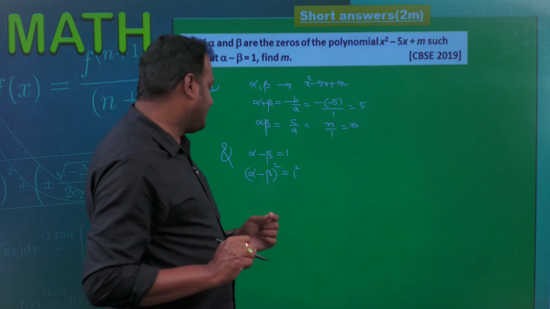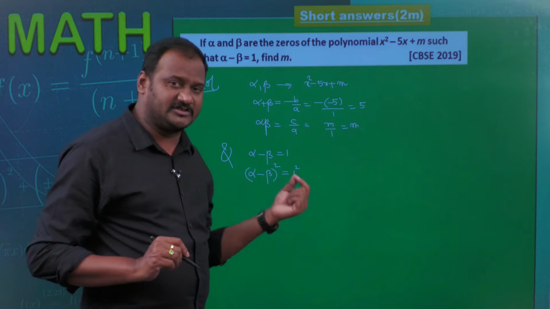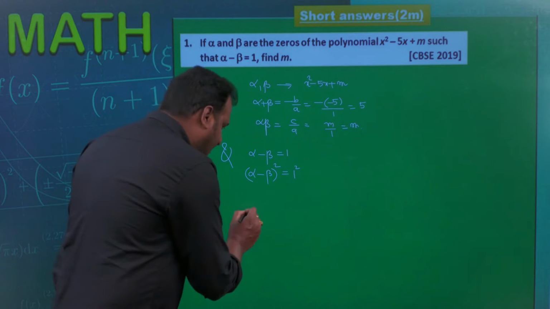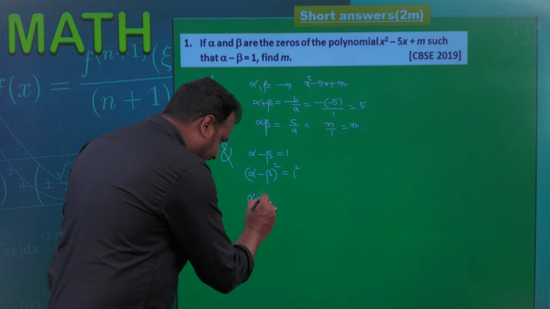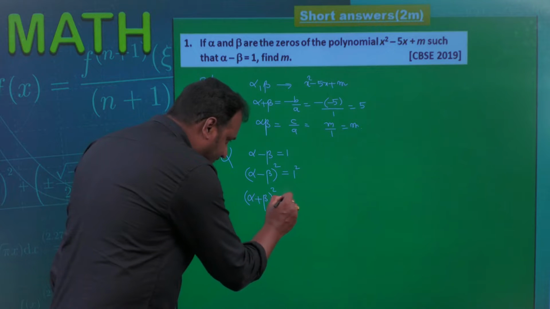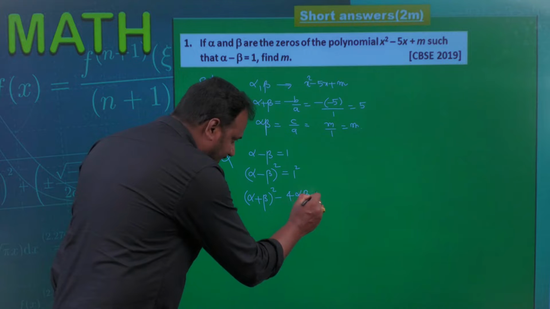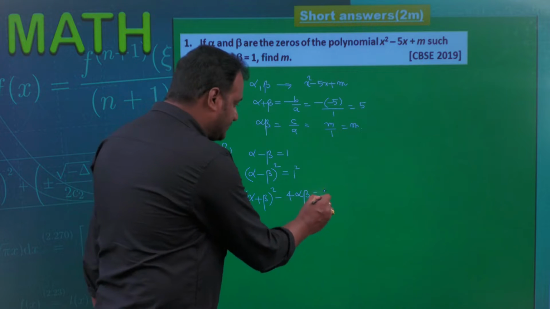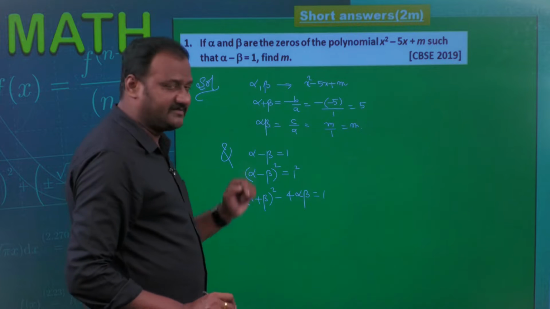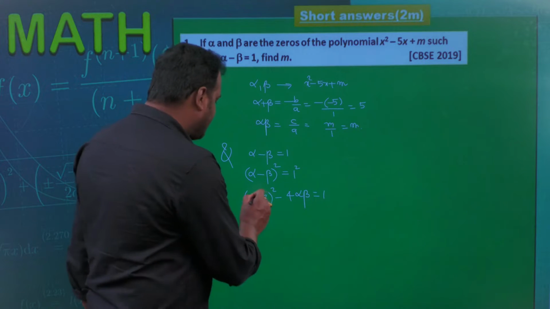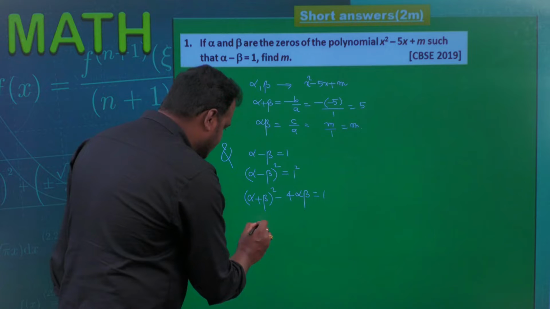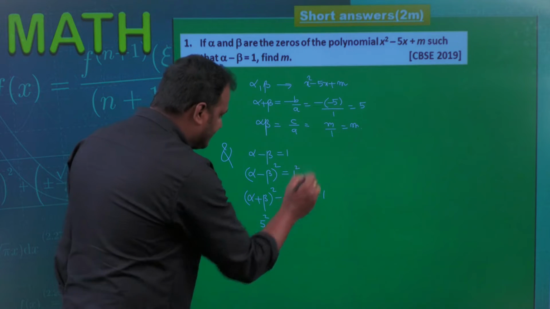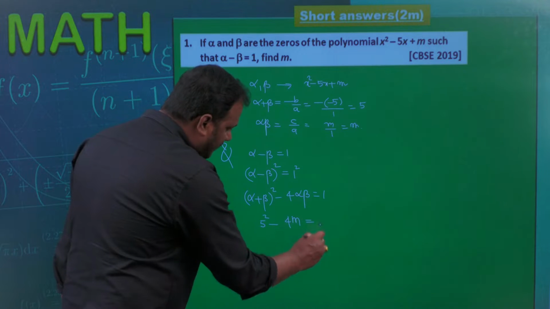But again you will have to find out the value of alpha square plus beta square. For that, I will write the formula for alpha minus beta whole square in terms of alpha plus beta whole square. You know how? Alpha plus beta whole square minus 4 alpha beta is equal to alpha minus beta whole square, which is equal to 1 square, that is 1. You have the value of alpha plus beta and alpha into beta. You can substitute them easily. Alpha plus beta is equal to 5. So it is 5 square minus 4 into alpha beta, which is m, is equal to 1.